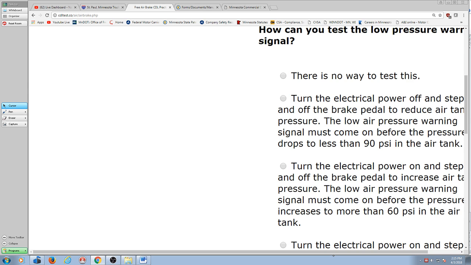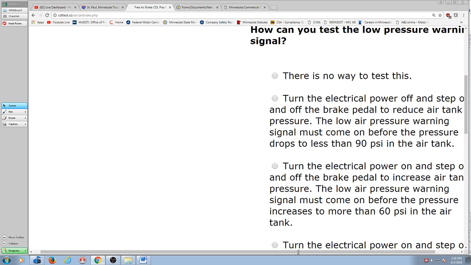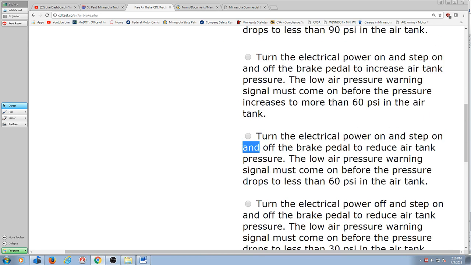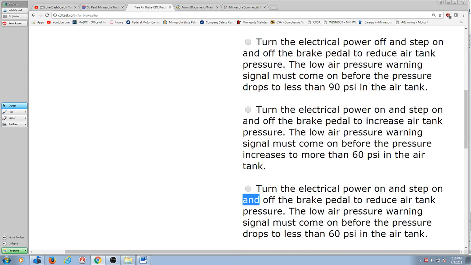How can you test the low pressure warning signal? There is no way to test this. Turn the electrical power off and step on and off the brake pedal to reduce air tank pressure. The low air pressure warning signals must come on before the pressure drops to less than 90 psi in the air tanks. Oh god, there's a lot of these.